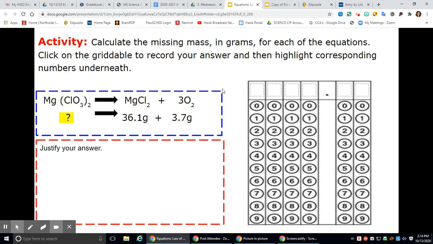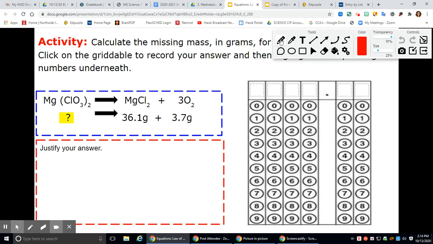Our next chemical equation, we're finding the missing mass. So here in our product side now, we can see that the mass of this substance is 31 grams plus the mass of this substance is 3.7. So first we want to know, how much are our products in grams?